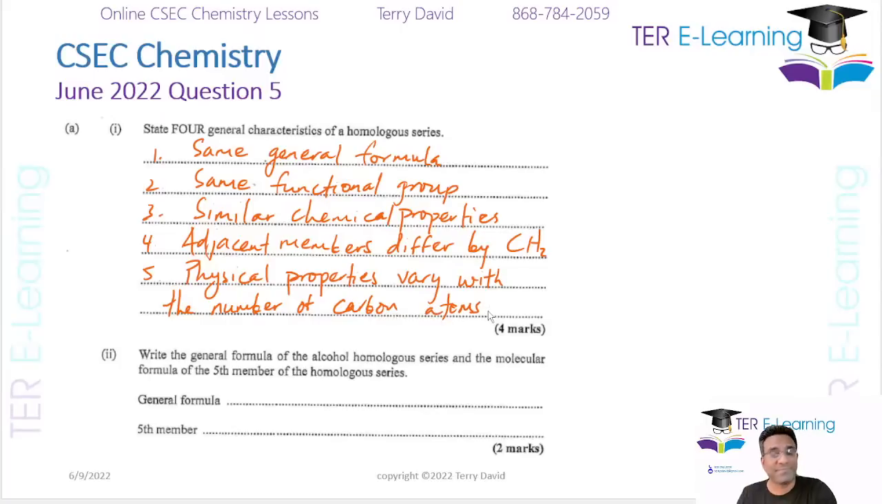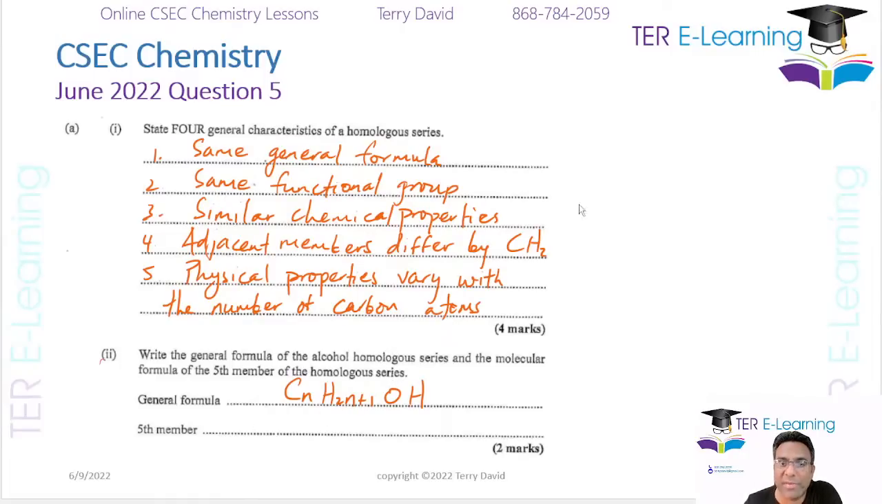So they only want 4. That's it. Next: write the general formula of the alcohol homologous series and the molecular formula of the 5th one. For the alcohol, the general formula is CnH2n+1OH. That's it. Easy 1 mark. That's the standard thing here.